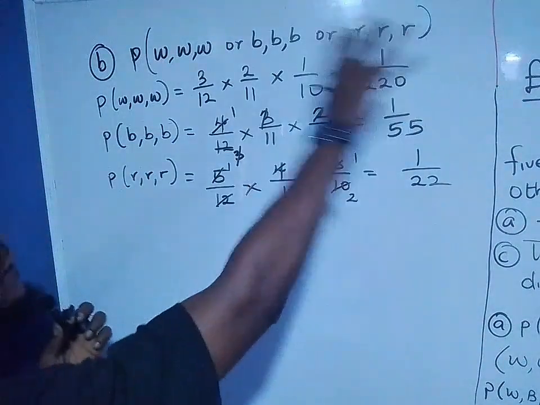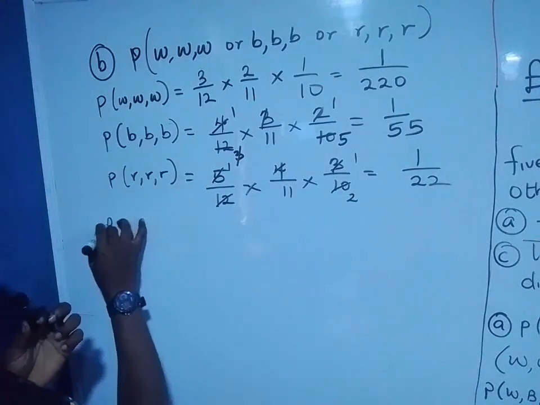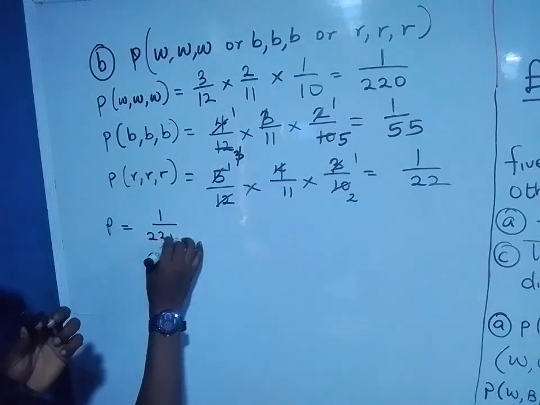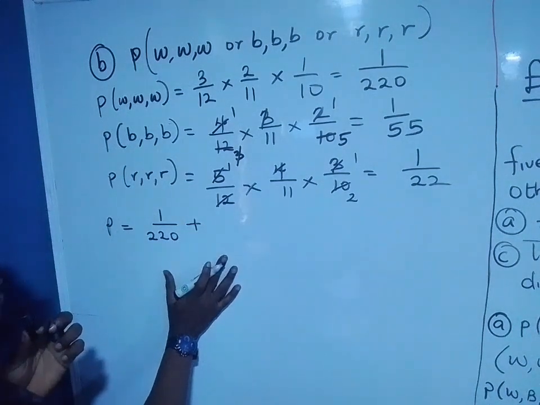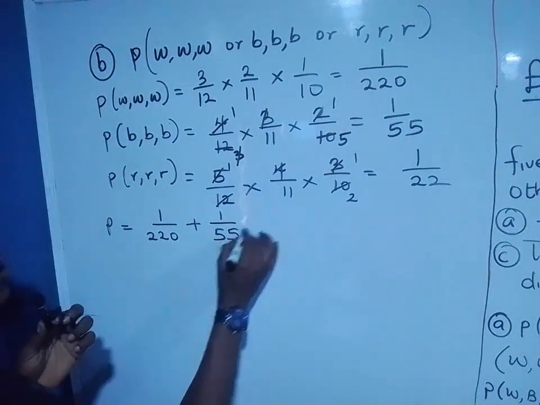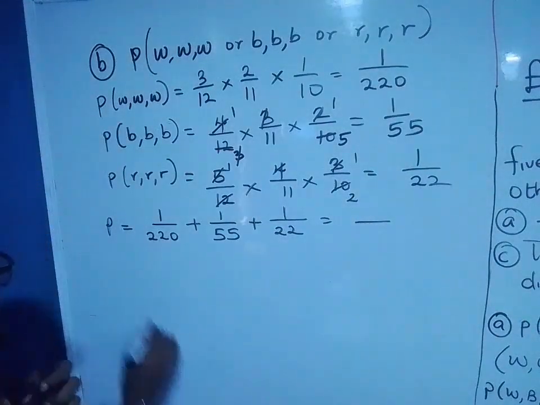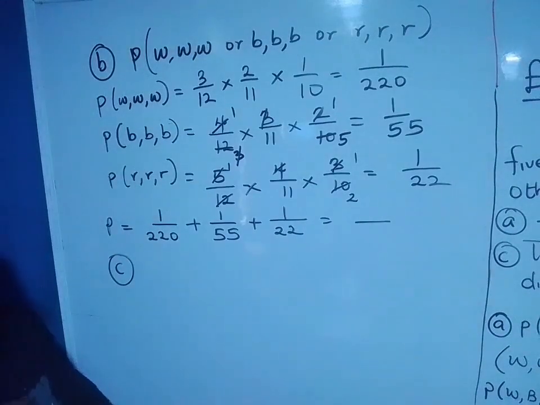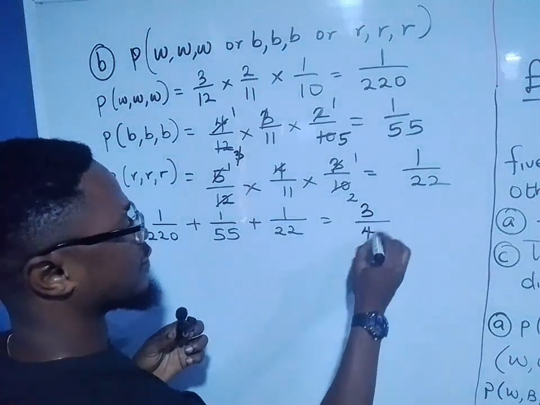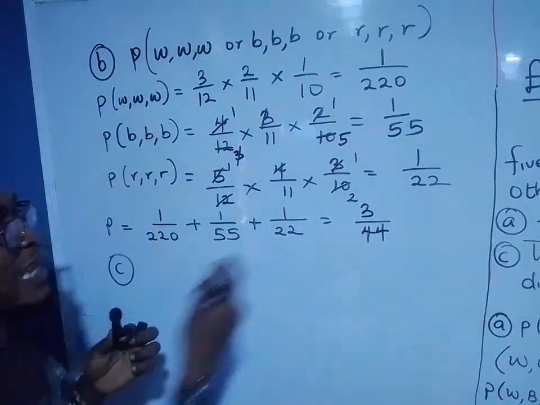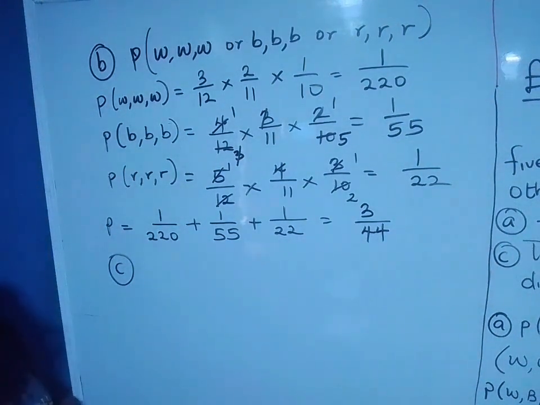Right? So what is the probability of having this? All. So we have probability is now 1/220 plus, because it's now all, right? 1/55 plus 1/22. Is that okay? Please tell me what the answer is so that we can do the last one. 3/44. Good. All right. So this is the probability that they will have the same color.